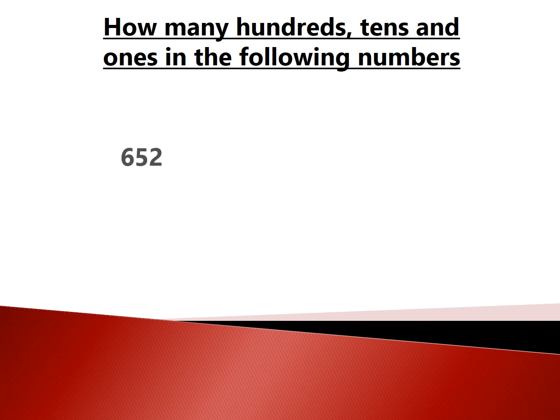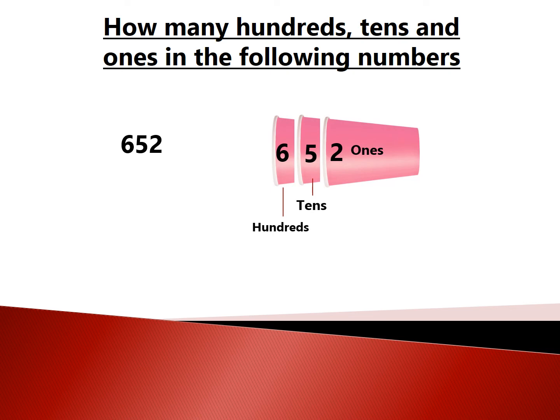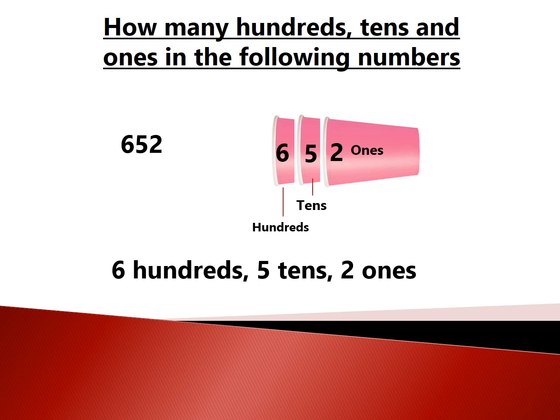Let's look at 652. Twist the cups until they look like this. A 6, a 5, and a 2. 6 hundreds, 5 tens, and 2 ones make up 652. Great job! If you want to have even more fun, add more cups. Add a thousands cup, or you can go right up to 1,000,000, even trillions.